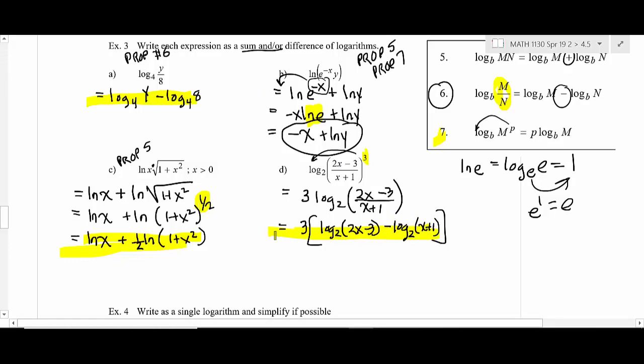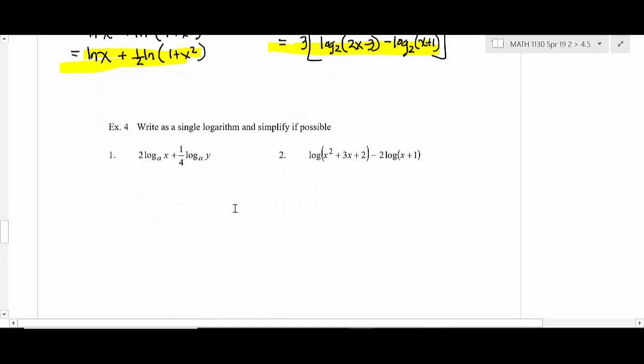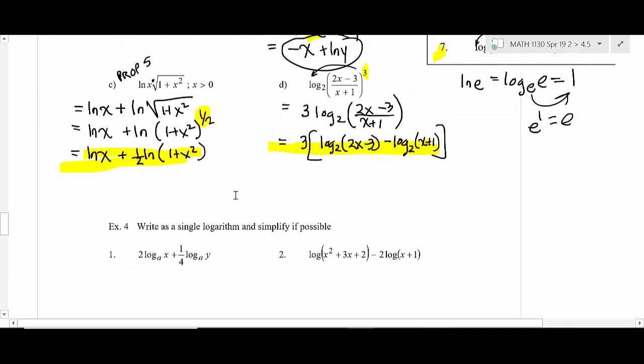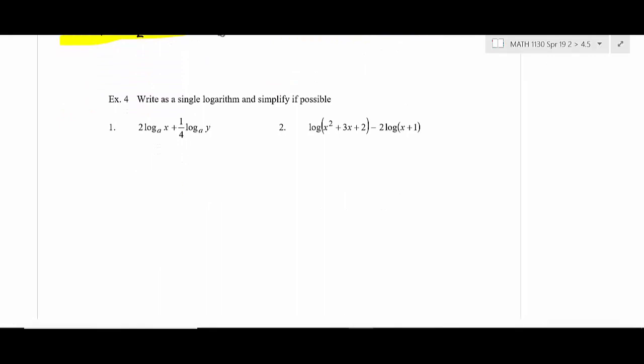So these are exercises primarily that get you used to using the different properties of logs. This whole section is all about these main properties. Let's finish up with maybe, we'll see how many of these we can do down here. If we don't finish, that's fine. So this one, we're going to do backwards. We're going to write as a single log.